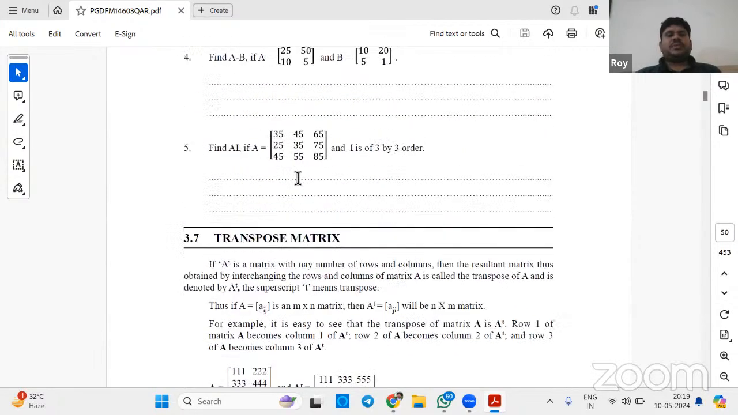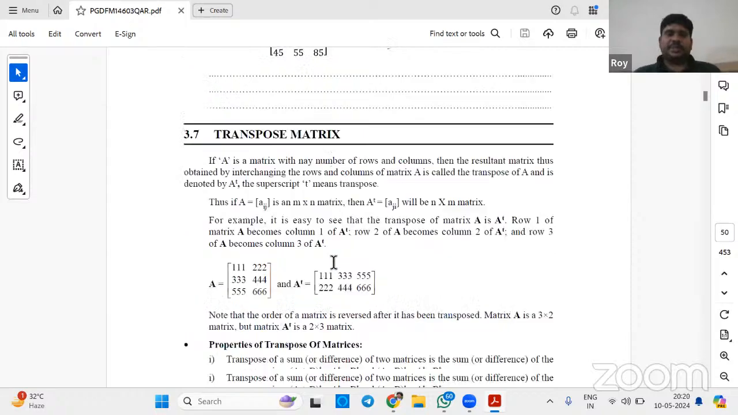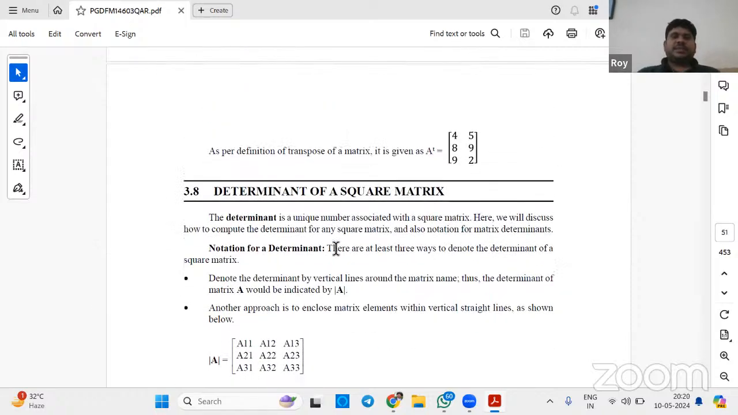Transpose. This is called, we will use the word transpose matrix. Remember that. Okay, I'm not taking an example.